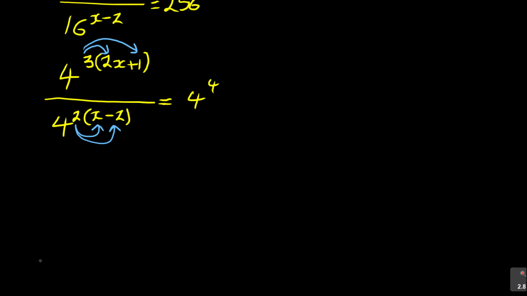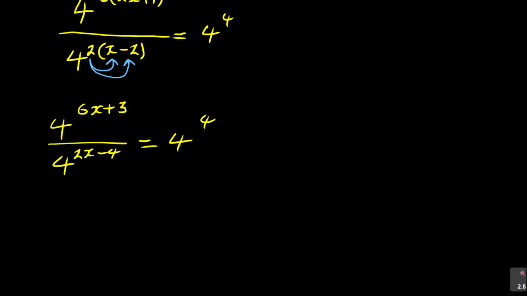So what you have got is 4 to the power of 3 times 2, it's 6x, 3 times 1 plus 3. There are quite a number of ways. 2 times x is 2x, and then 2 times negative 2 is negative 4, is equal to 4 to the power of 4. Then I think what you can do, this is over 1, you can cross multiply here. The top multiplies the bottom here. Since it's an equation, the top multiplies the bottom.